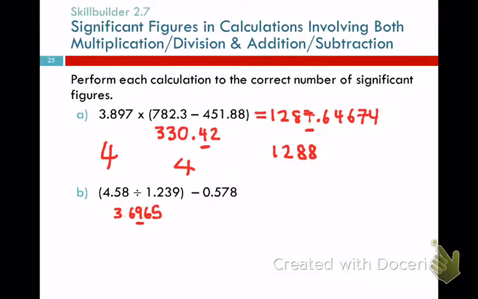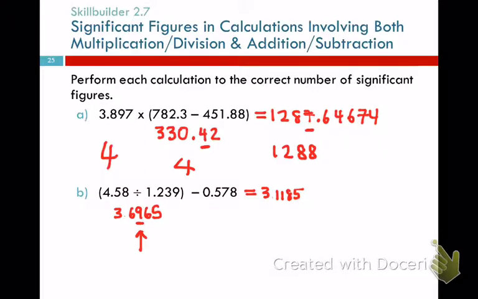You notice I wrote a couple of extras. And now I'm going to subtract 0.578. So I'm going to end up with 3.1185, et cetera. So I know this one to, no, it's 3 sig figs.